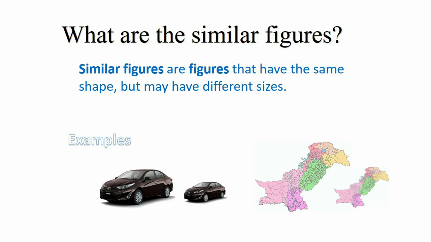Here we have two examples of similar figures. Two cars are similar because their shape is the same, size is different. Similarly, maps are similar because they have the same shape but different size.